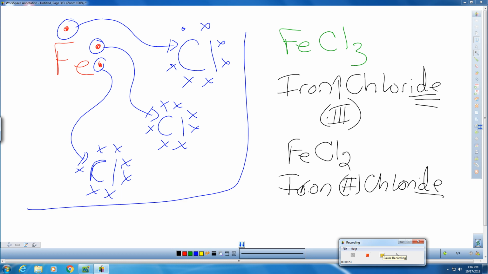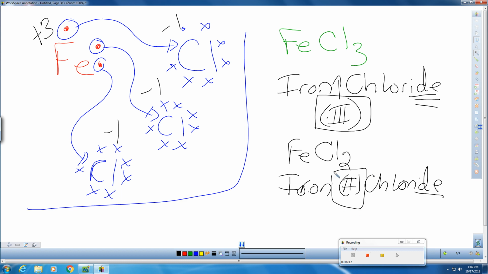Alright, so that's what we got for ionic bonding. Remember, ionic bonding is always with a positive metal, which always comes first. We never change the name. We have a negative non-metal that always comes second. We always change that name to an IDE ending. For the transition metals, we have these Roman numerals that get plugged in between to tell you exactly how many electrons have been given up or taken on.